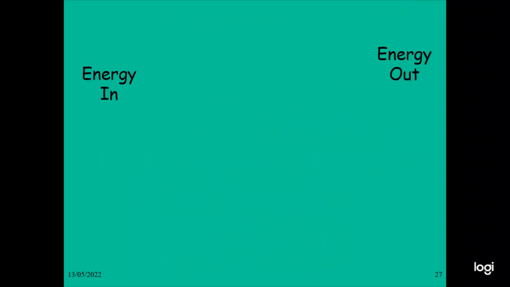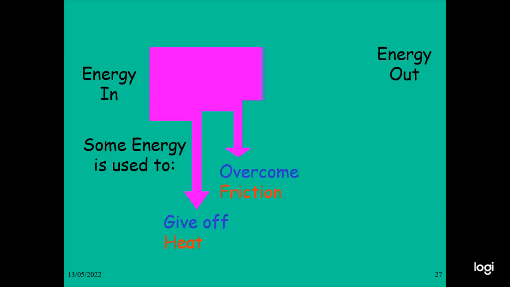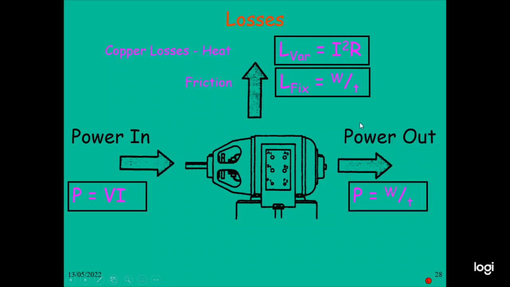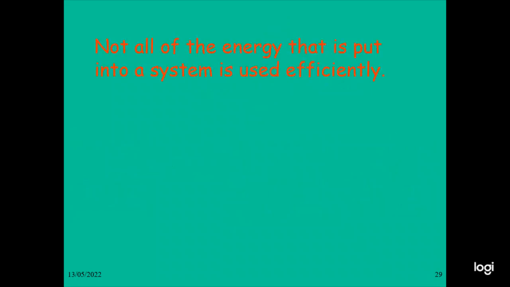So this is the energy in, energy out. In this case, when your energy goes in, some of the energy is used for heat, to overcome the friction, overcome the windage, and the remaining will go to the output. Power is equal to VI, and losses are the copper loss and iron loss. So we calculate the copper loss I squared R, and then output power is the way you get output power.